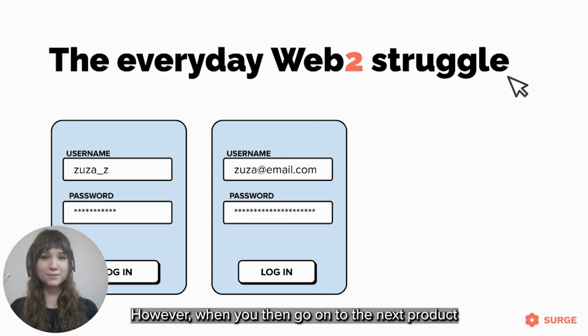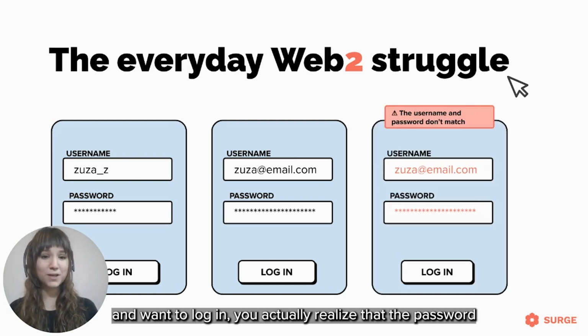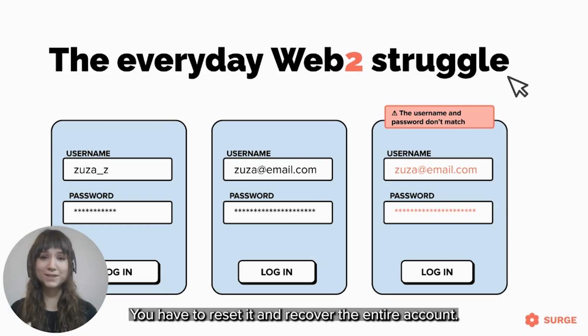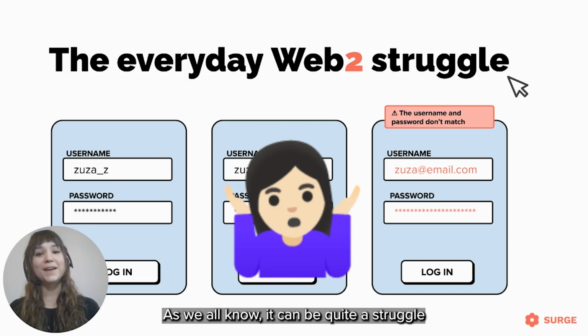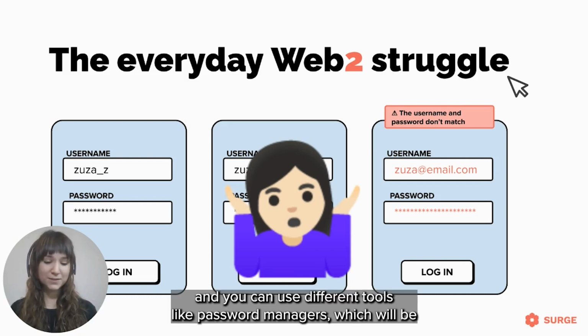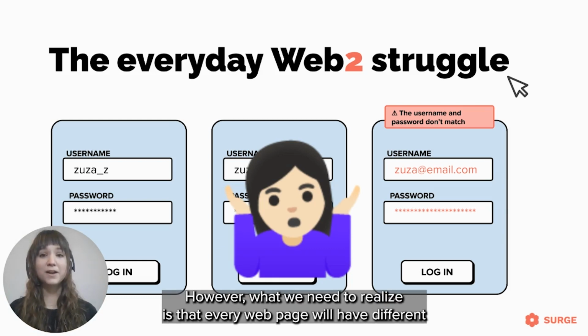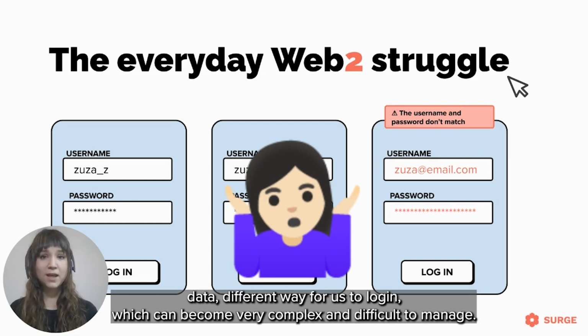However, when you then go on to the next product and want to log in, you actually realize that the password you provided is not the right one and you don't know what it actually is. You have to reset it and recover the entire account. As we all know, it can be quite a struggle. And you can use different tools like password managers, which will be gathering all that information and link it to a specific website. However, what we need to realize is that every web page will have different data, different way for us to log in, which can become very complex and difficult to manage.